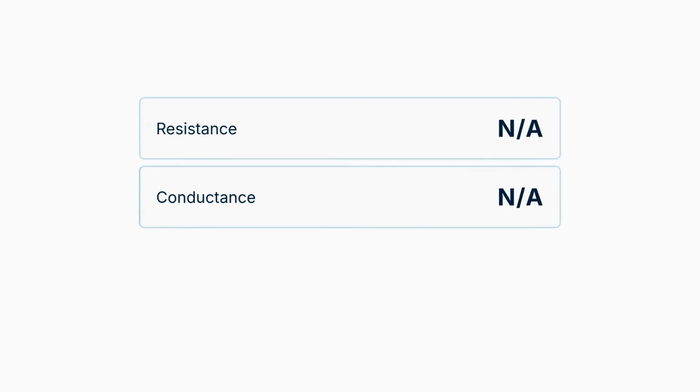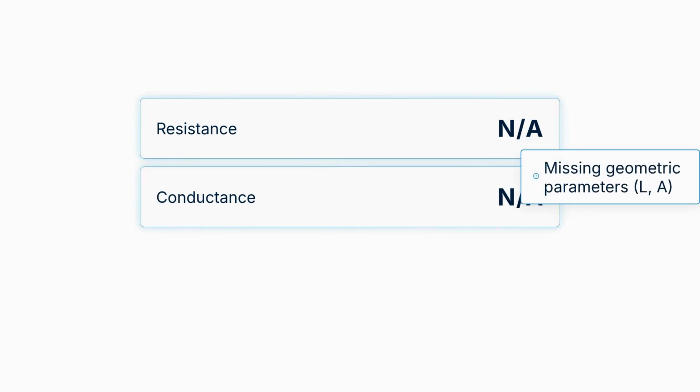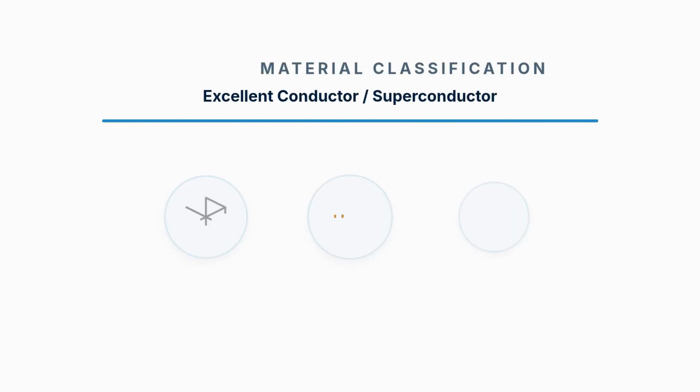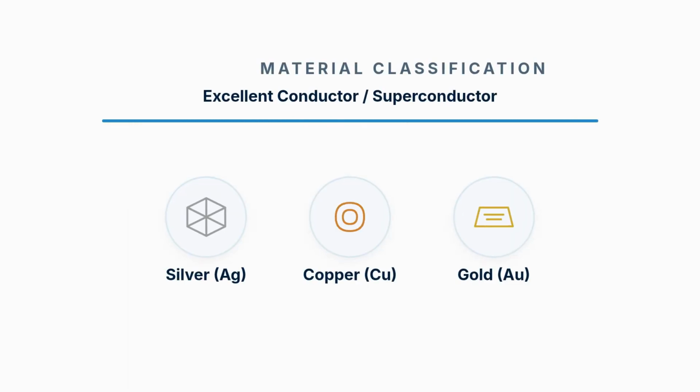The resistance and conductance show NA since geometry wasn't specified for this calculation mode. Most importantly, the material classification identifies this as a superconductor or excellent conductor, specifically examples like silver, copper, or gold, which validates our copper input.